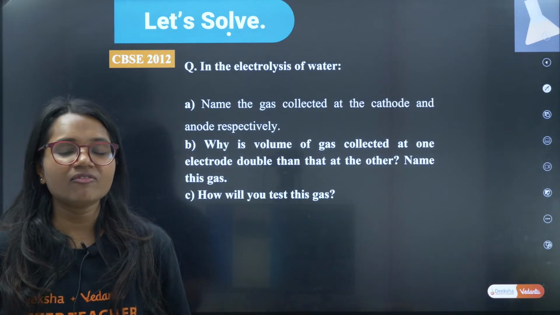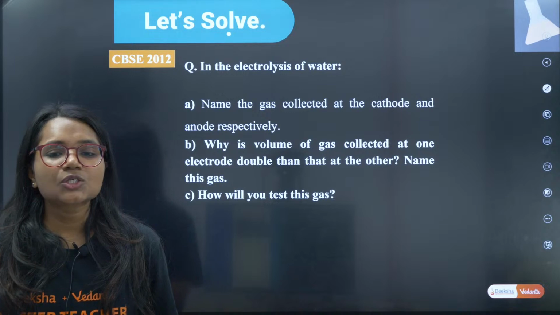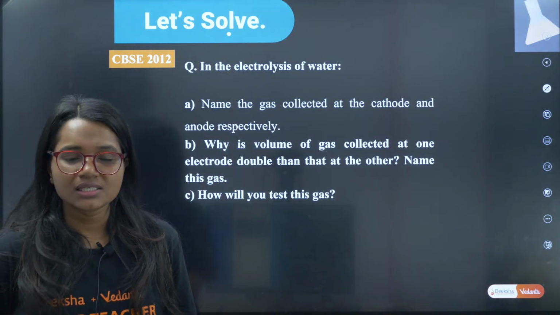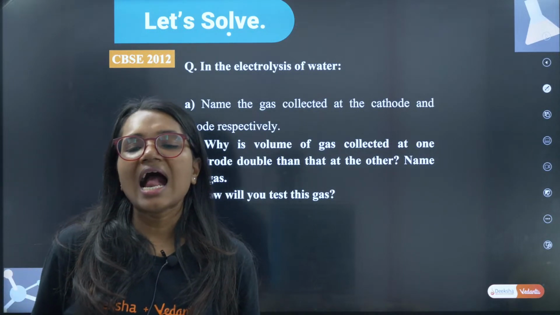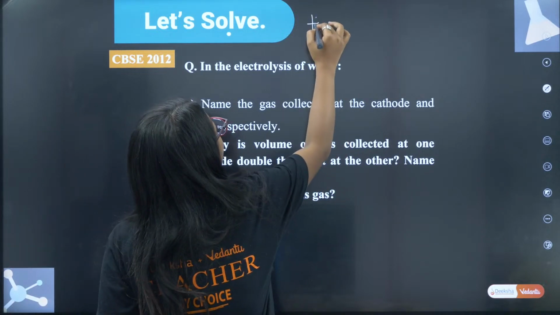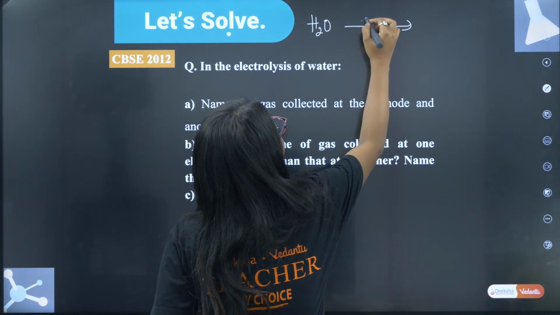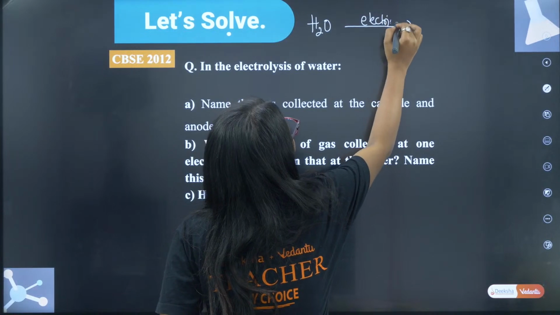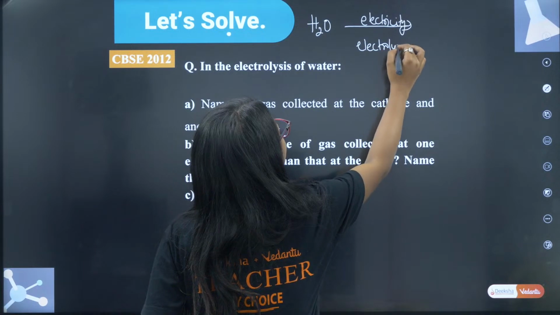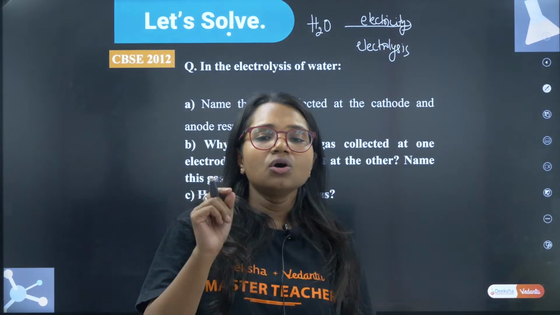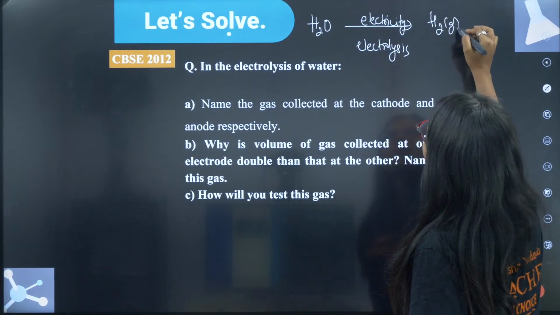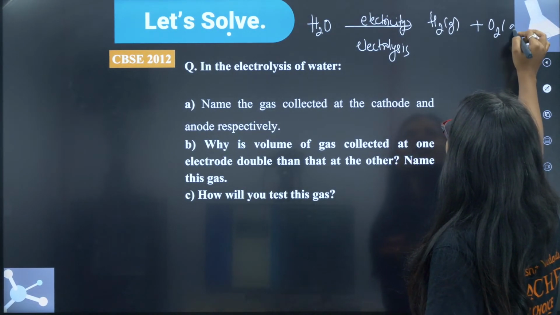CBSE 2012, right? In the electrolysis of water, when you do the electrolysis, very good, Rohit, at anode, oxygen. Very nice. Guys, see here. When you pass electricity in water, that is called electrolysis. So, you get H2 gas and you get O2 gas.